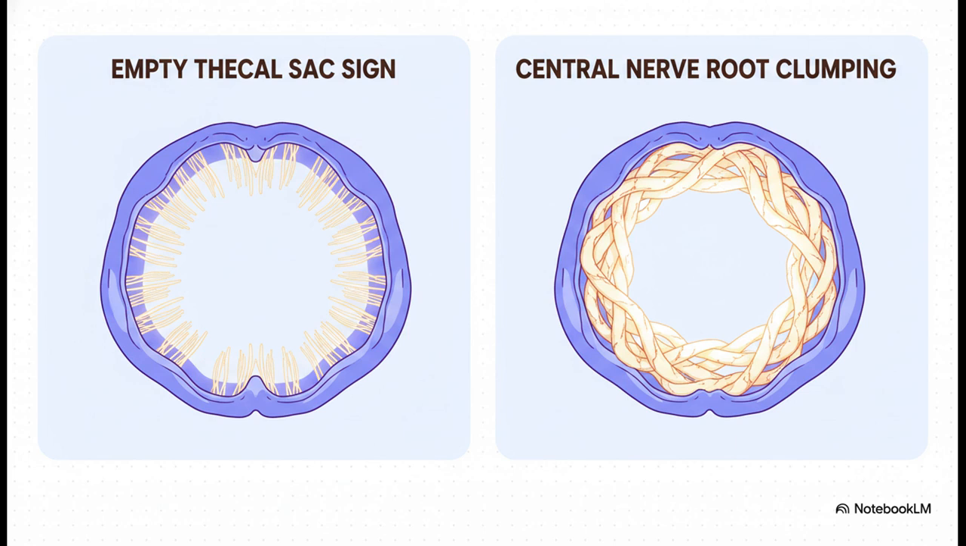Arachnoiditis is just nasty scarring, usually after a surgery or an infection, and it glues the nerve roots together. It can show up in 2 opposite ways, which is kind of wild. You might see the empty thecal sac sign, where all the nerves are basically plastered to the walls of the dura. Or you could see the exact reverse. All the nerve roots get pulled into a single tangled mess right in the middle.